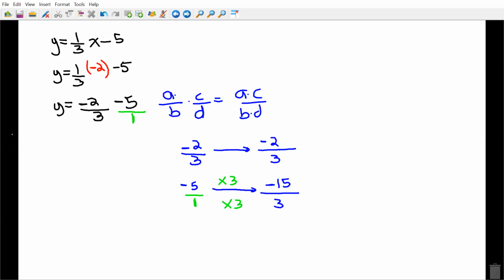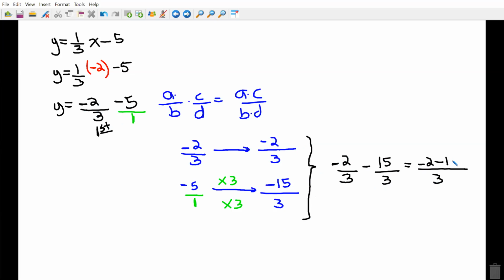Now, from this information that we found, we can say that my first one was turned into a negative 2/3. Nothing happened. And my second one turned into negative 15/3, right? So now I will have the same denominator and I will be able to add or subtract them. In this particular case, we're doing a subtraction. So y is going to be equal to negative 17/3.